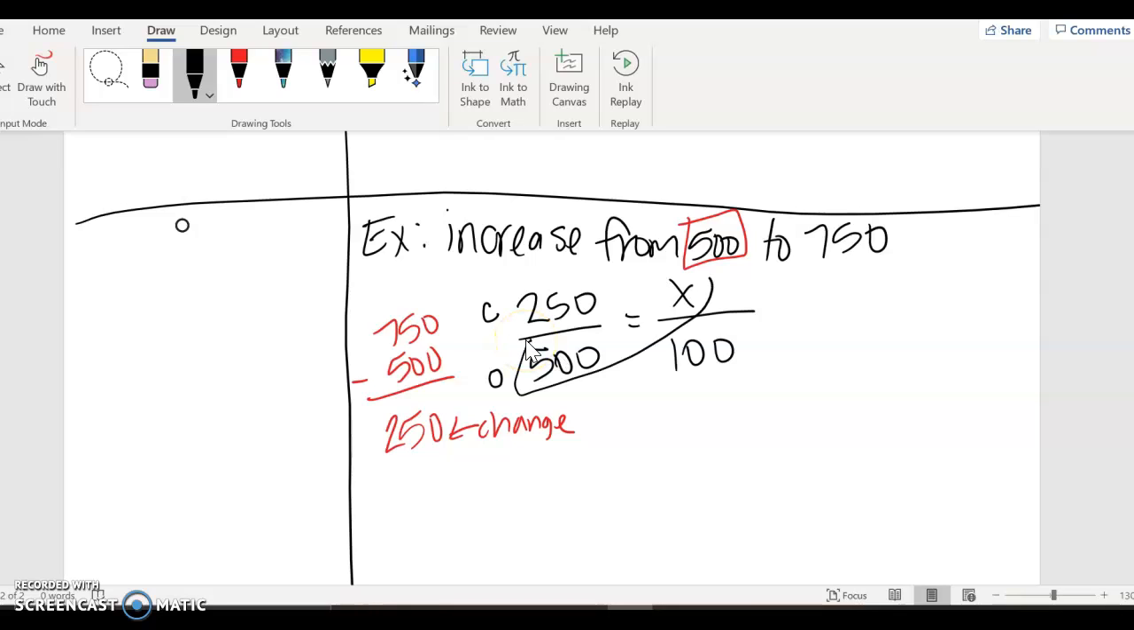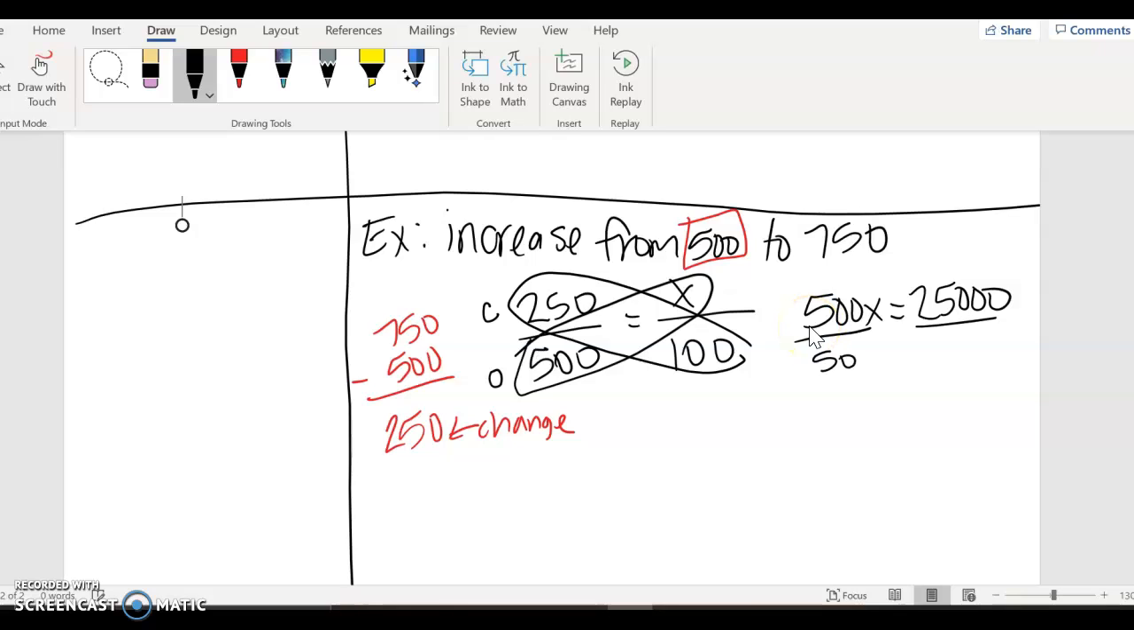Now we can cross multiply 500 times X and 250 times 100 is 25,000. So now we want to get X by itself. We're going to divide both sides by 500. We can make this one a little nicer. We can take away a 0 from the top and the bottom, and we can take another 0 away from the top and bottom. So now we have to do 250 divided by 5.